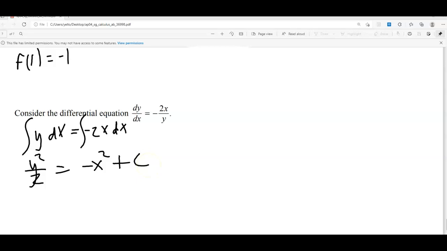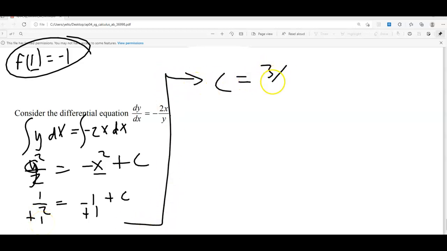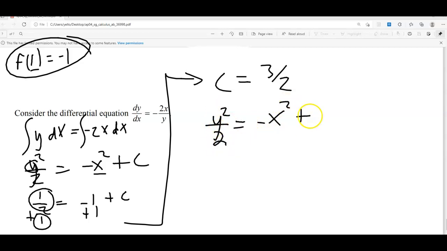Next, I would go ahead and plug in my initial condition to find c. So I'd plug in -1 for the y value. If I do that, I get a half. And I'd plug in +1 for my x, and I would end up with -1. And then by adding 1 on both sides, we end up with c equals 3/2. Now, how did I get that? Well, you'd have to get a common denominator, right? Now together, but you get 3/2. So, so far then, we have y squared over 2 is equal to -x squared plus 3/2. Or, you know, if you like decimals, you could say 1.5 if you prefer that.